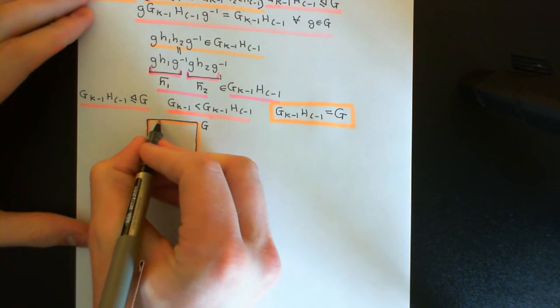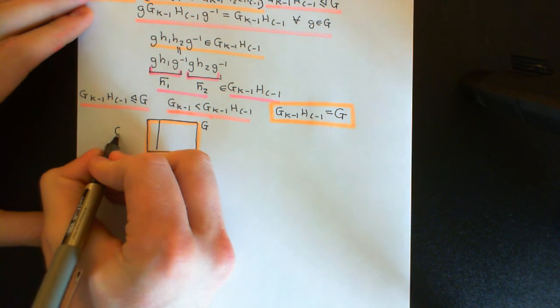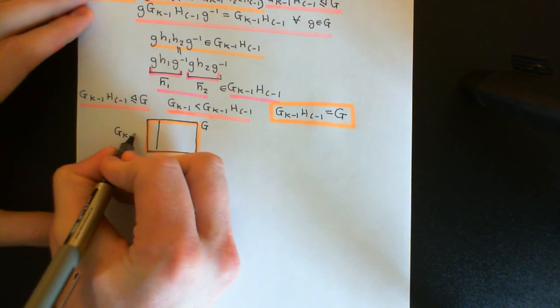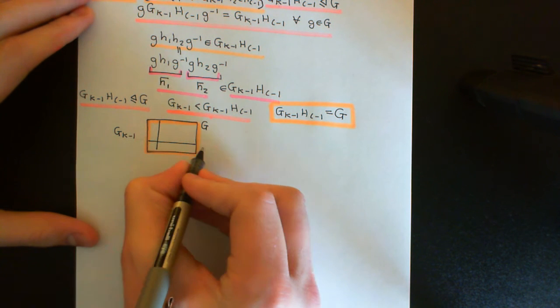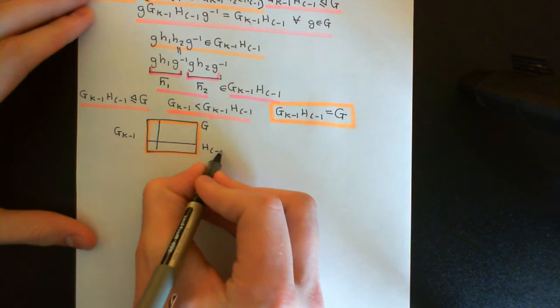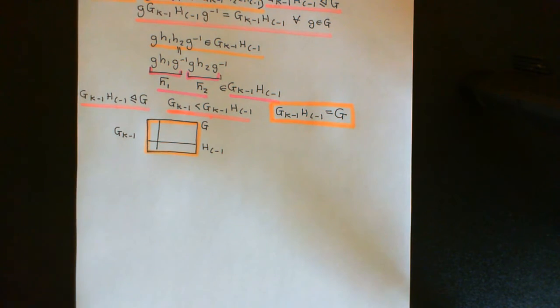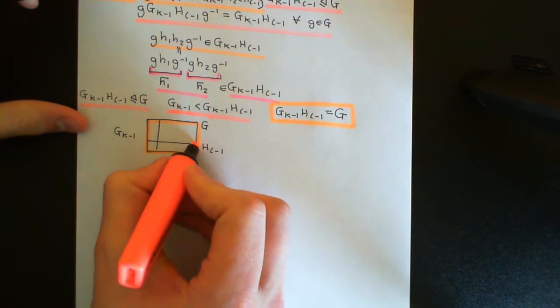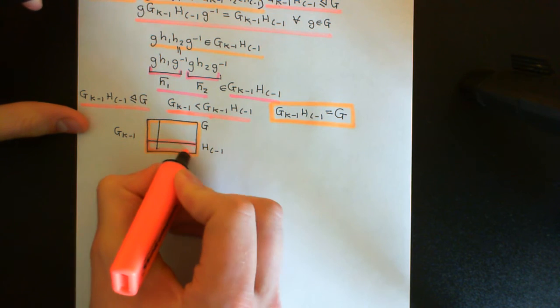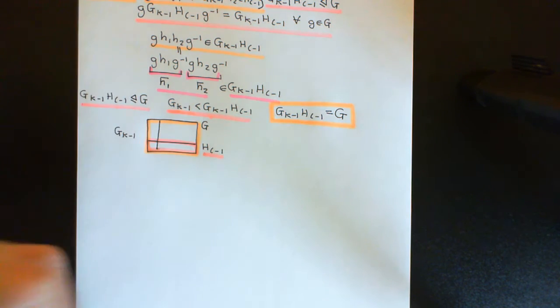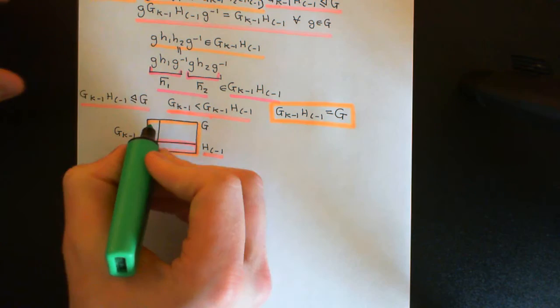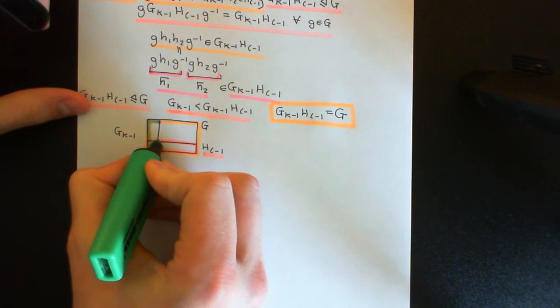Let's draw on GK minus 1 and HL minus 1. So this is GK minus 1 here, and let's say this is HL minus 1. Of course, they will have a non-trivial intersection. At the very least, they'll have the identity in their intersection here. Okay, so here in red is HL minus 1, and here in green, this is GK minus 1.